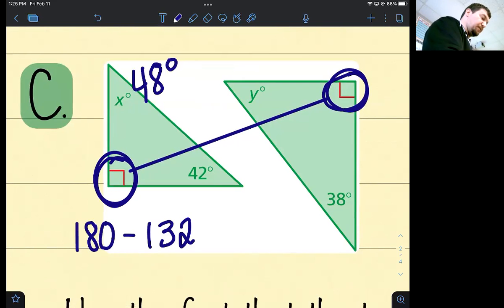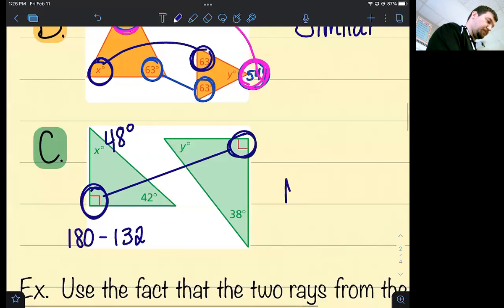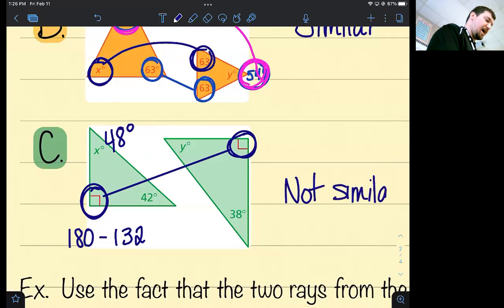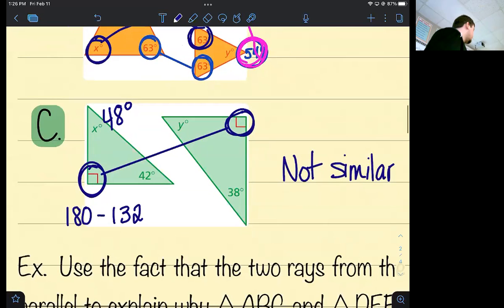So if this is 48, I don't even have to check to see what angle Y is. It's going to be different. These are not going to be similar. I've only got one set of angles that match. And again, I don't need to check out what Y is, because even if it was 42 degrees, the 48 and 38 still won't match.